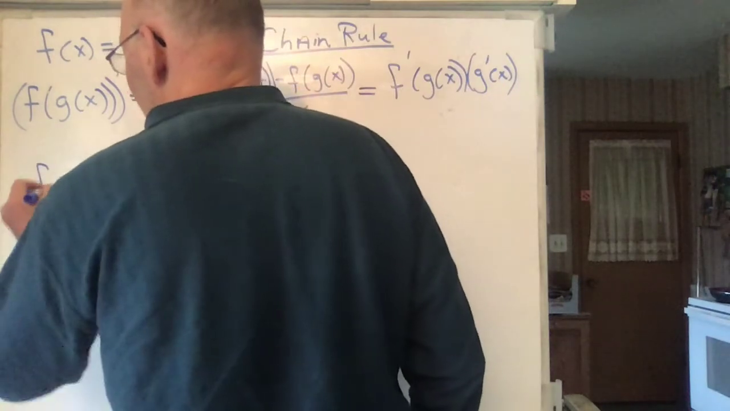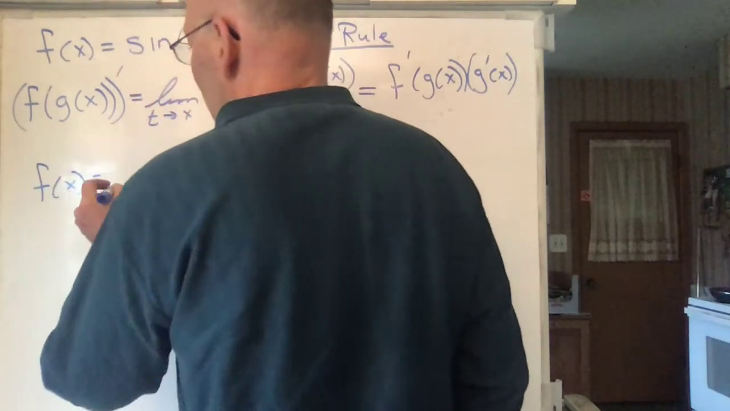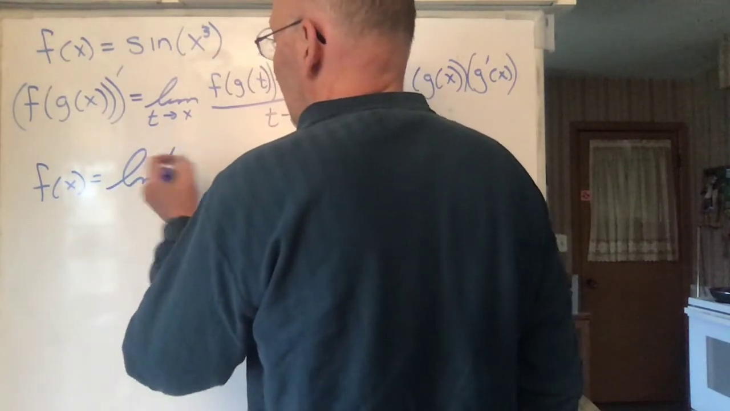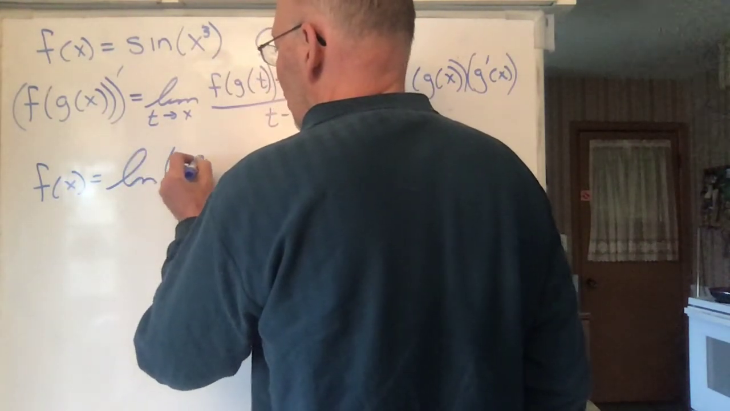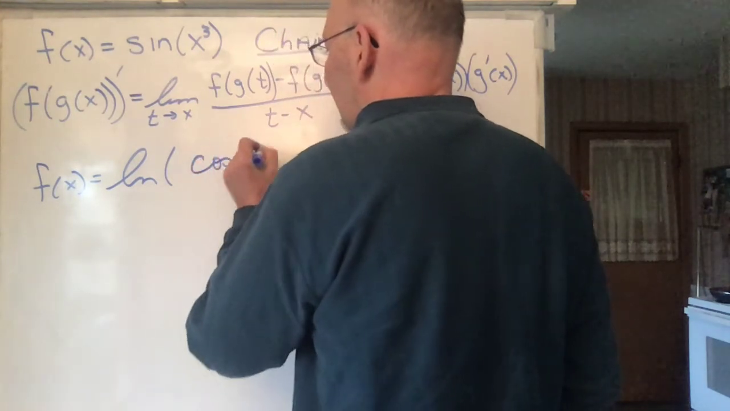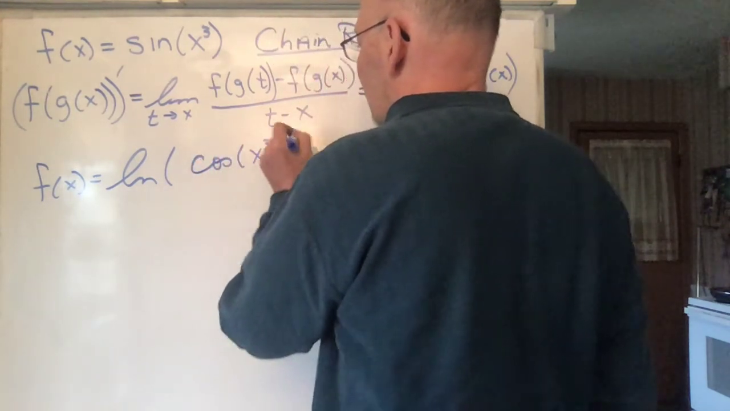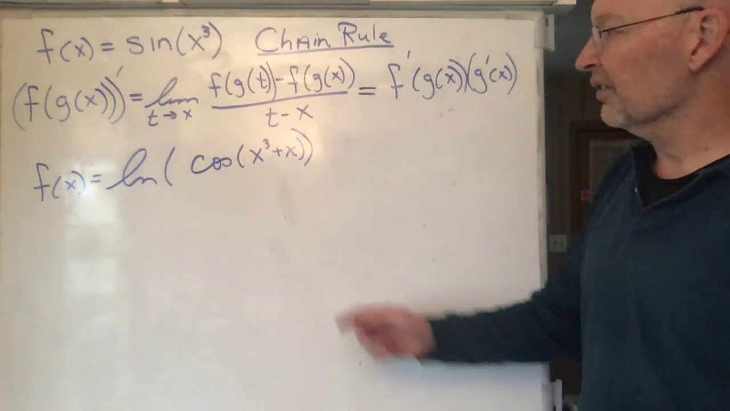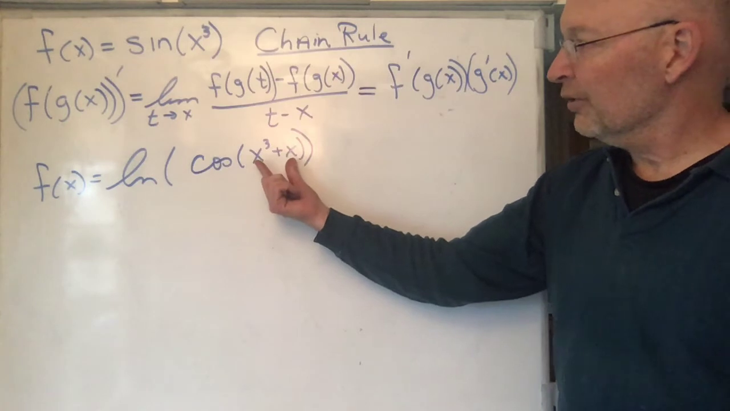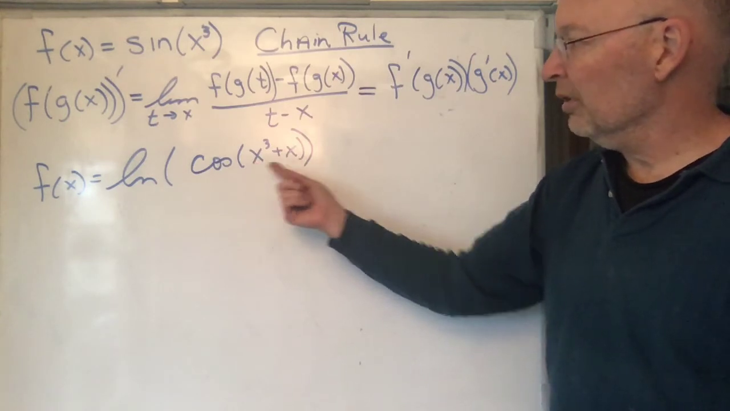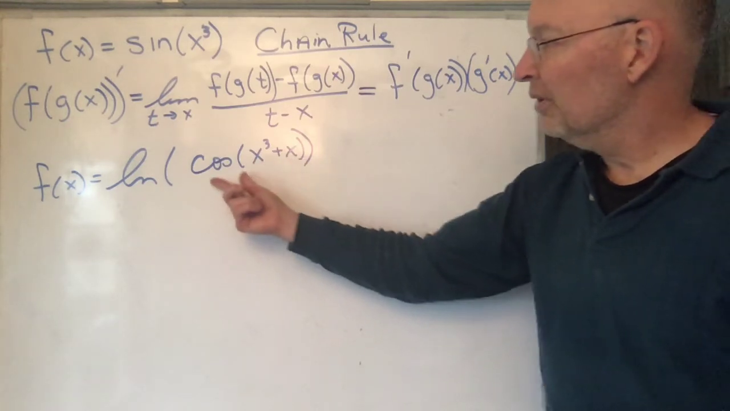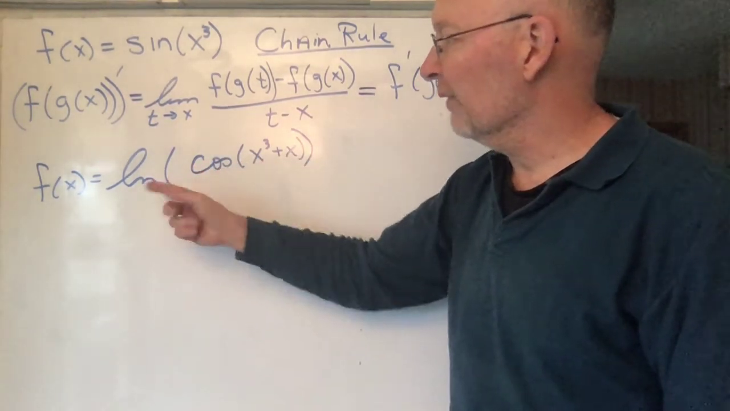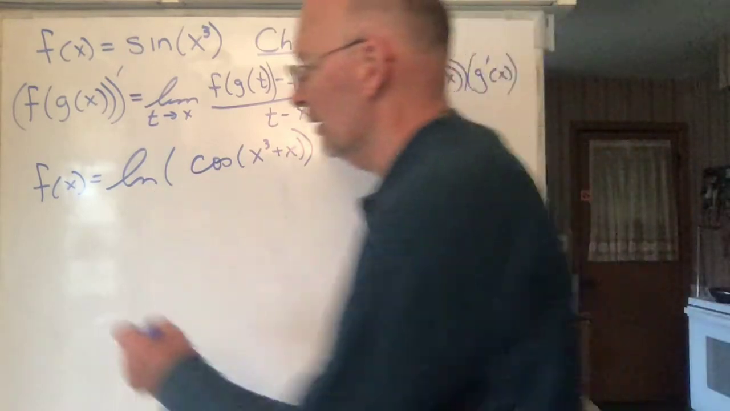How about f of x is equal to the ln of, let's make it tougher, of cosine of x cubed plus x. Okay, there we go. This one has 3 levels. If you were to evaluate this, you'd first do this to it, in either order, just those 2 things. Then you'd take the cosine of it, and then you take the ln of it. So first level, second level, third level. So you work from the outside in.